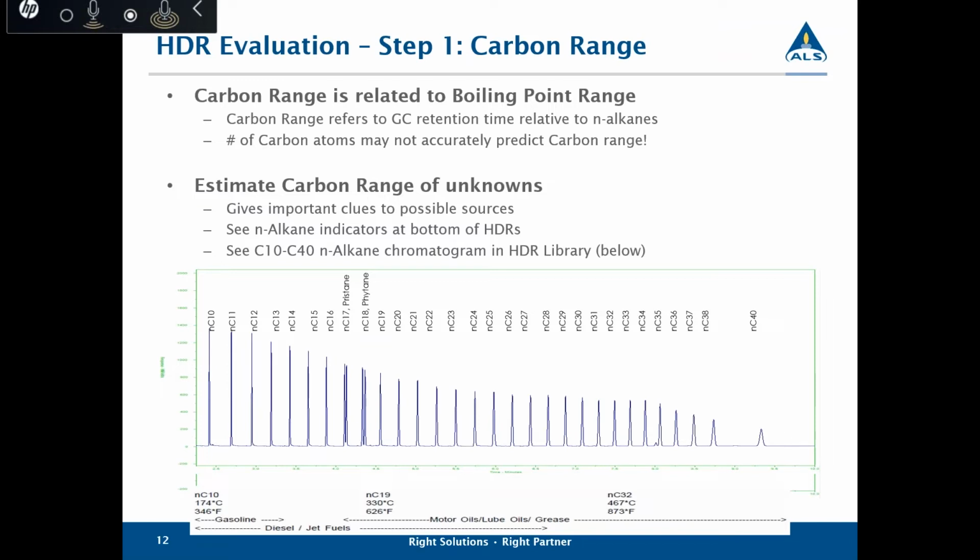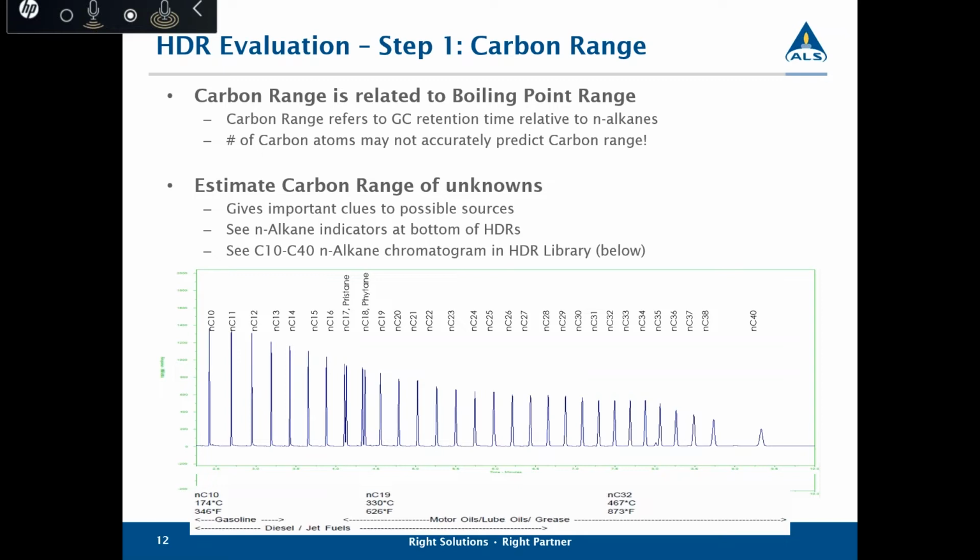Moving to step 1, it's probably the easiest one, determining the carbon range. Usually we look at the chromatogram and try to figure out the carbon range of the unknown contaminant, which can give important clues to possible sources or identities. Gasoline range is usually from C4 to C12. Diesel ranges from C9 to C23. Lubricating oils and greases are past C20.